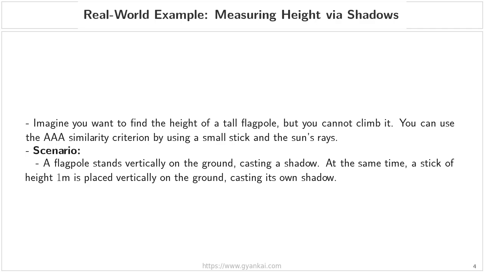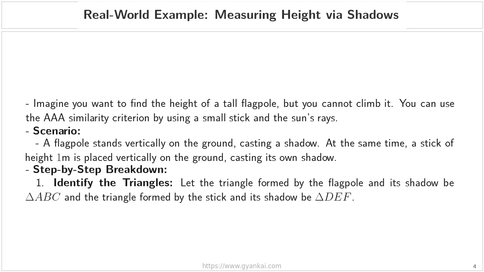At the exact same moment, we place a small stick, which is 1 meter in height, vertically on the ground, and it also casts its own shadow. Let's break this down step by step using the logic we just learned. First, we need to identify our triangles. Let's call the triangle formed by the flagpole and its shadow triangle ABC, and let's call the triangle formed by the stick and its shadow triangle DEF.